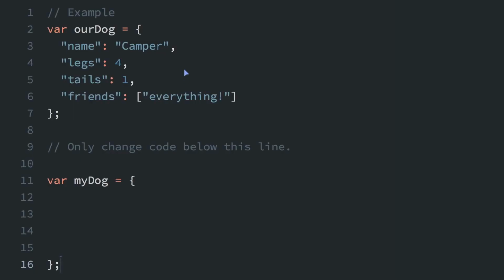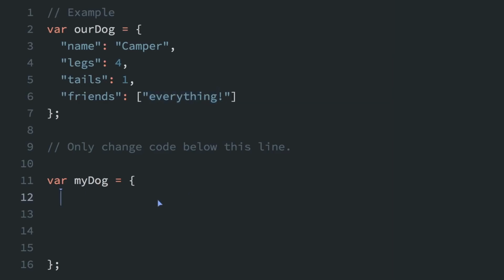Okay, it worked. Objects. Objects are similar to arrays, except that instead of using indexes to access data, you use properties. So here's an object called our dog. Objects are defined with curly braces at the beginning and the end, and these are the properties. Now the properties are everything before the colons. So we have name, that's a property, legs is a property, and then the values are the things after the colons here. So the name is camper, the legs 4, tails, there's only one tail on this dog, and friends are everything. Now you can see that the properties can be strings, they can be numbers, they can be arrays, they can be any data type in JavaScript.